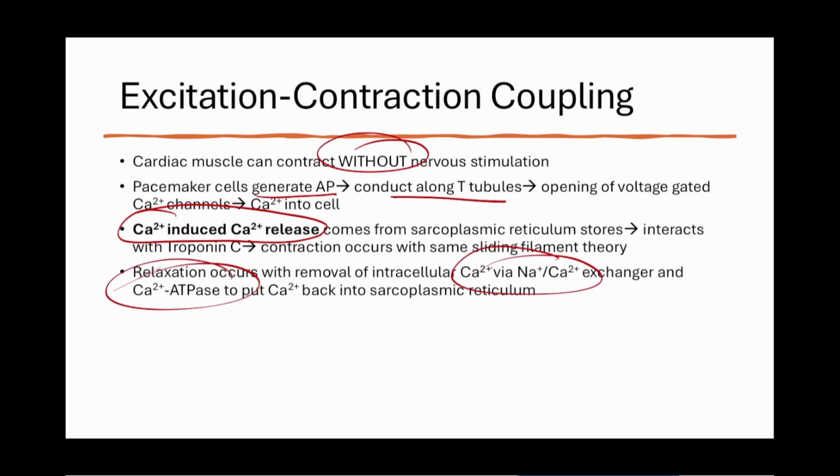So with cardiac muscle, when this calcium comes in through the T-tubules, from the action potential that's making its way all the way down, these voltage-gated channels in the T-tubules allow calcium to come in.